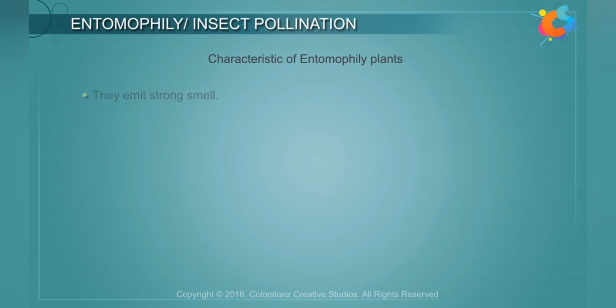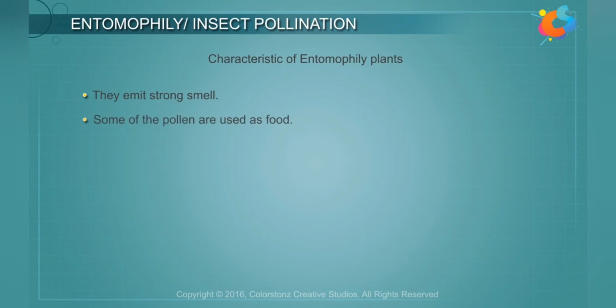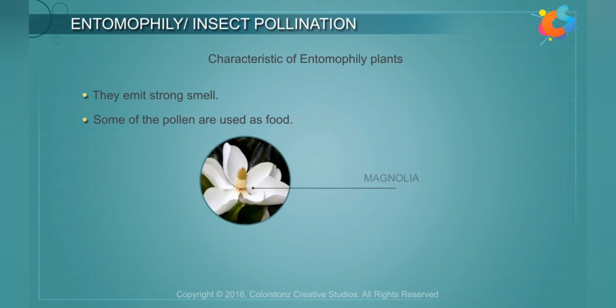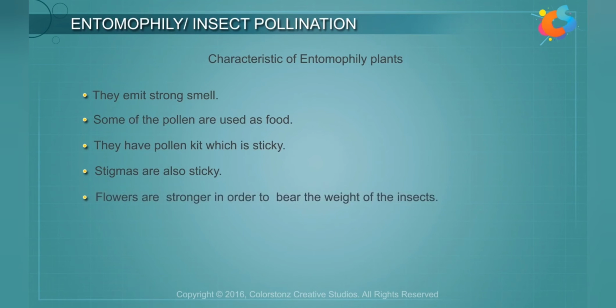Characteristics of entomophilous plants: they emit a strong smell, like in jasmine and larkspur. Some of the pollen is used as food, like in magnolia. They have pollenkitt, which is sticky. Stigmas are also sticky. Flowers are stronger in order to bear the weight of the insect.